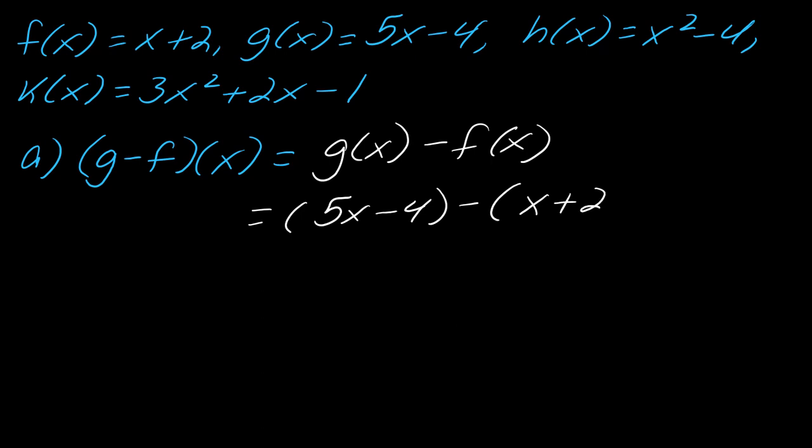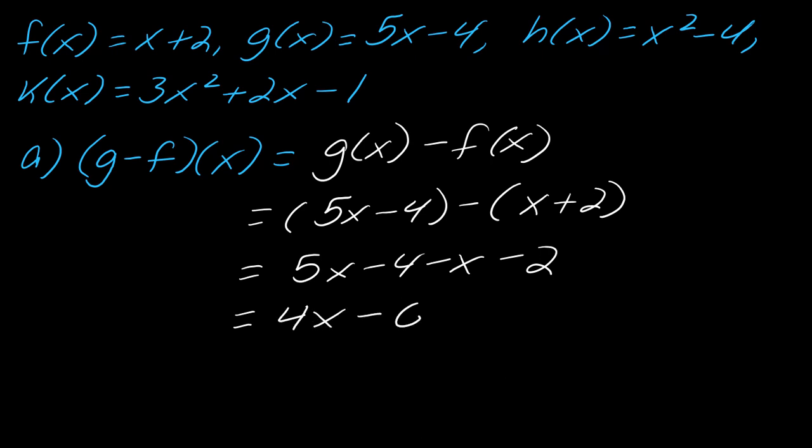The first thing that you want to do whenever you are doing algebra with functions is write it down, and after you've done that, determine if there's anything else that you can do. In this case, I can totally collect some like terms. If I first distribute that minus sign, this becomes minus x minus 2. Then you just finish it. 5x minus x will be 4x, and negative 4 minus 2 will be negative 6. So g minus f of x is equal to 4x minus 6.